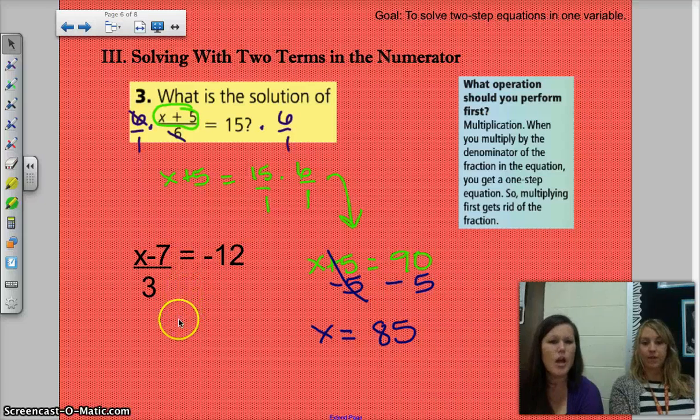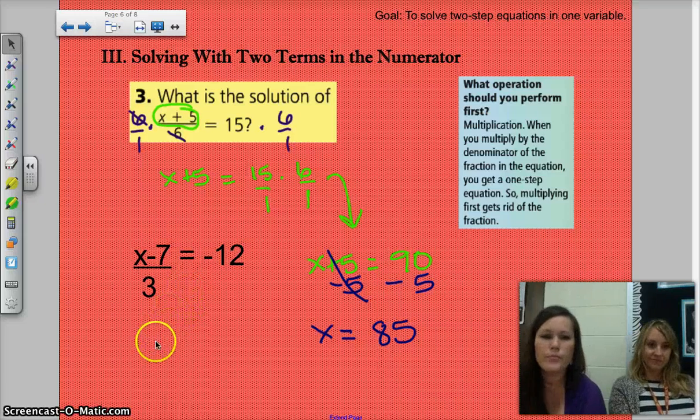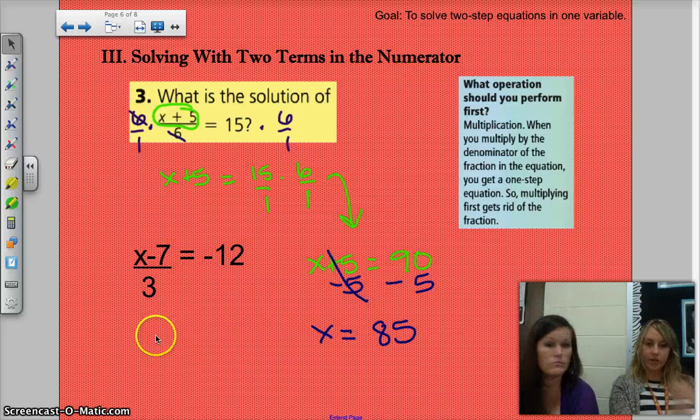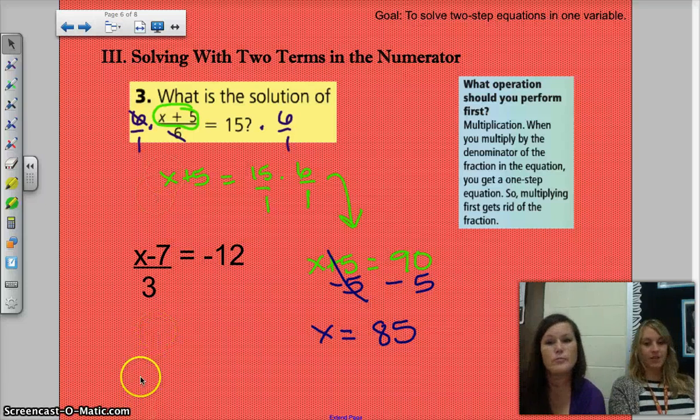Another example. Okay. So do we want to do this one? No, you guys can try that one out. Same steps as before.